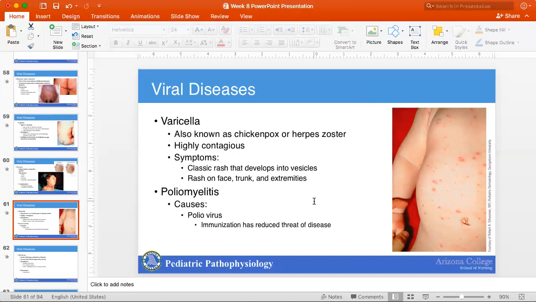Poliomyelitis is caused by the polio virus. Immunization has reduced the threat of disease, so we don't really deal with new cases of polio, at least in the United States. There are still some third world countries which do, and then there's another condition called post-polio syndrome, which you may come across in some older patients. But it's something that should at some point be wiped out and should be a disorder we don't really look at anymore.